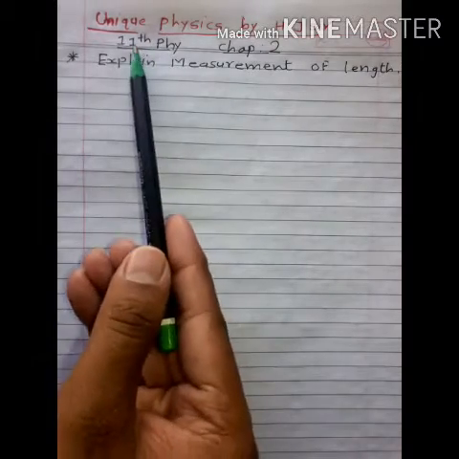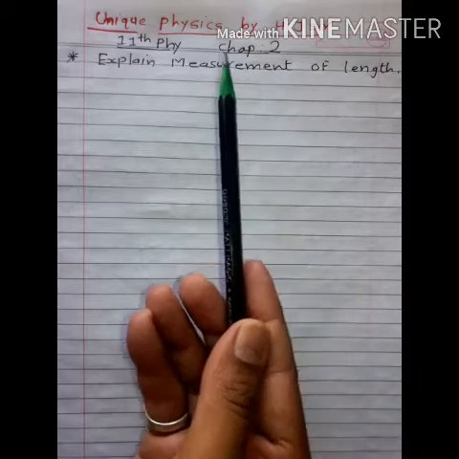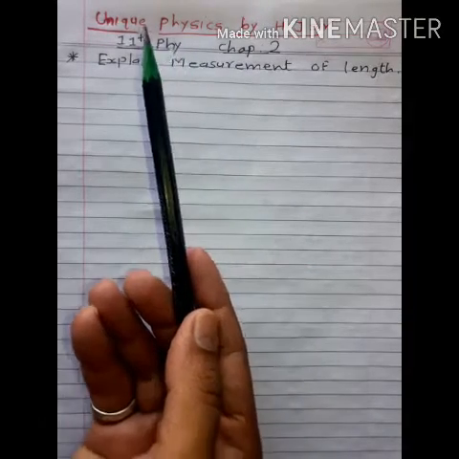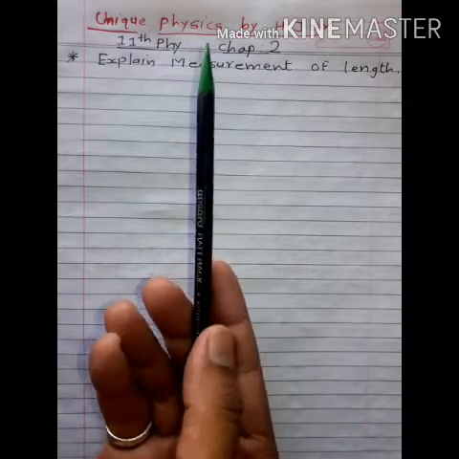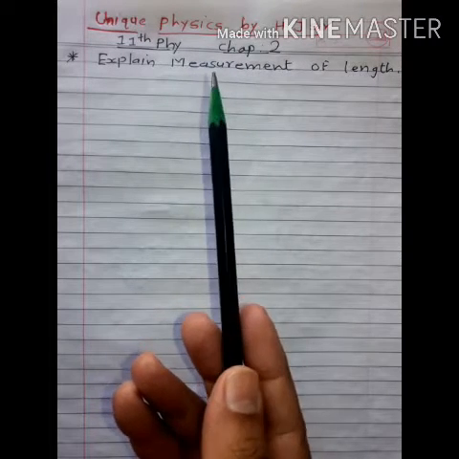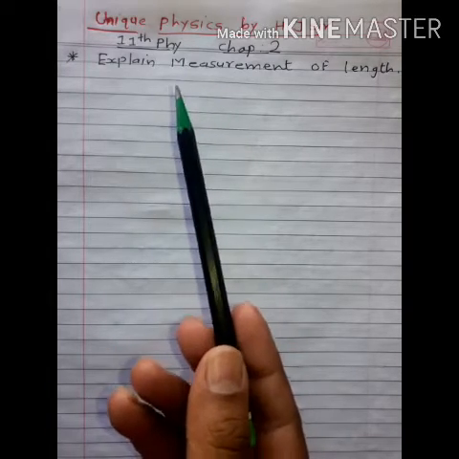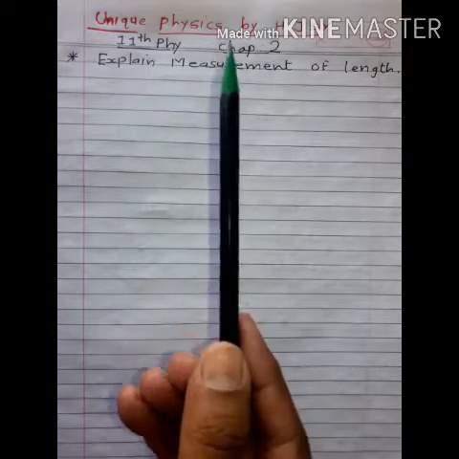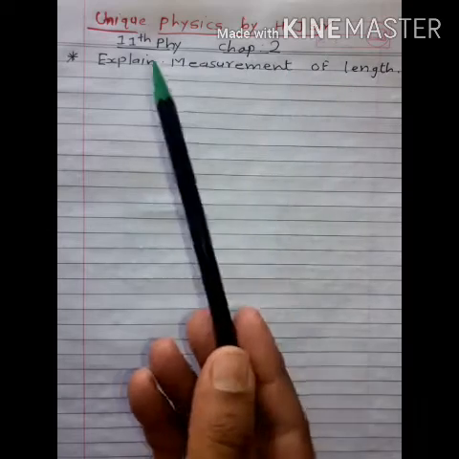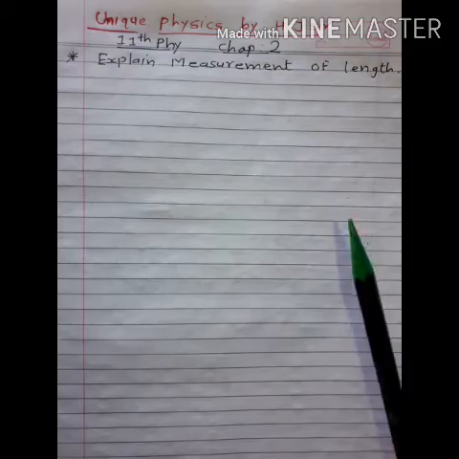Here we will discuss 11th Physics, chapter number 2, Unit and Measurement. Last time we explained supplementary physical quantities as well as multiple and submultiple, table of multiple and table of submultiple. Now here we are going to explain measurement of length. So our next question is explain measurement of length.